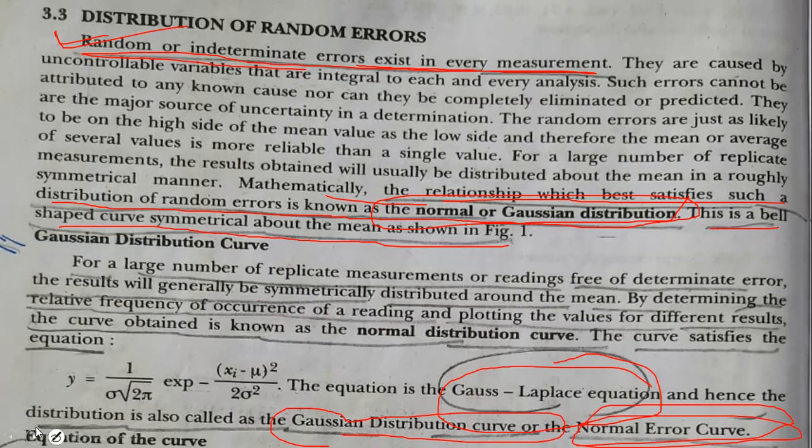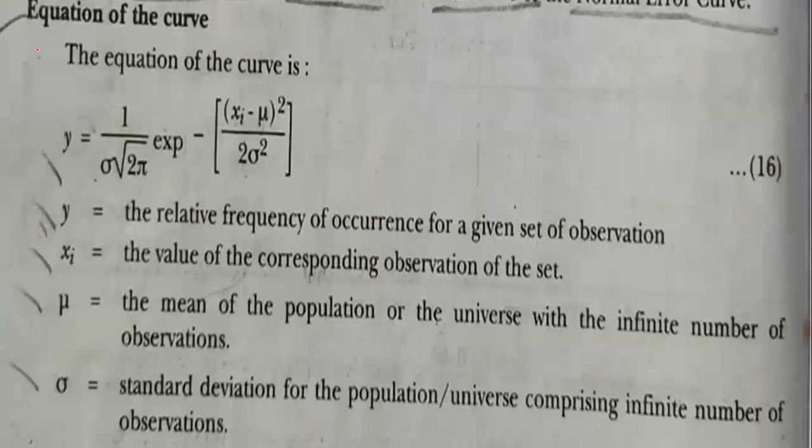Okay, so y is equal to 1 upon sigma square root of 2 pi, exponential of, or e raised to minus (xi minus mu) whole square upon 2 sigma square. This is the Gauss-Laplace equation, the equation of the curve, that we are taking here.